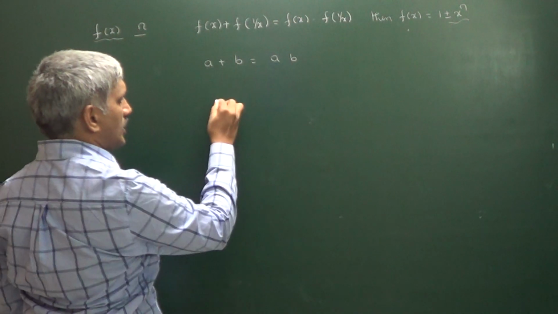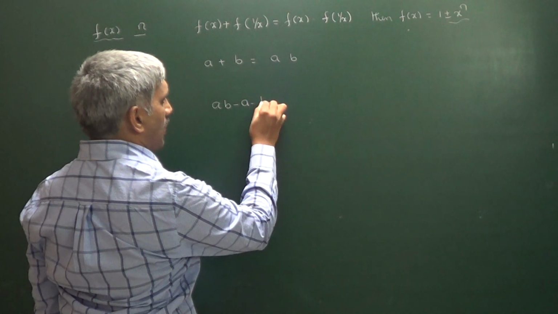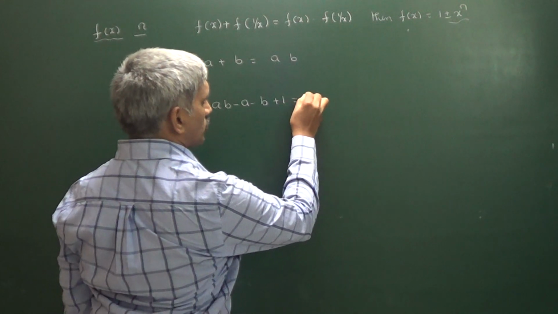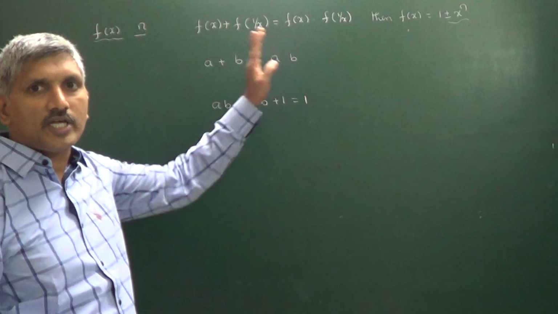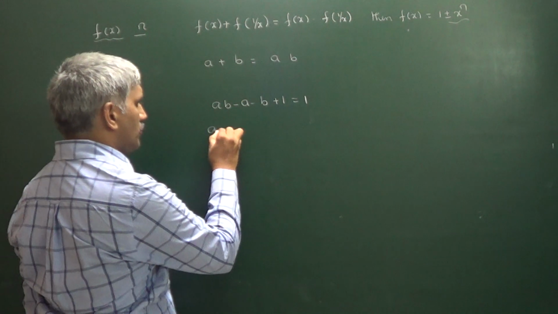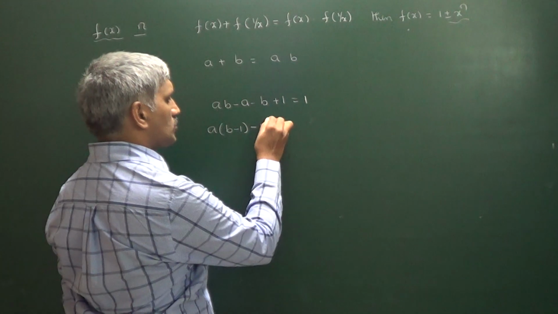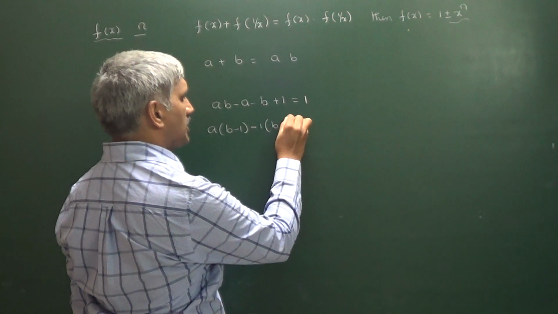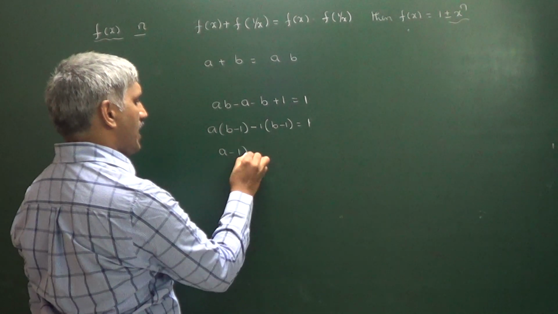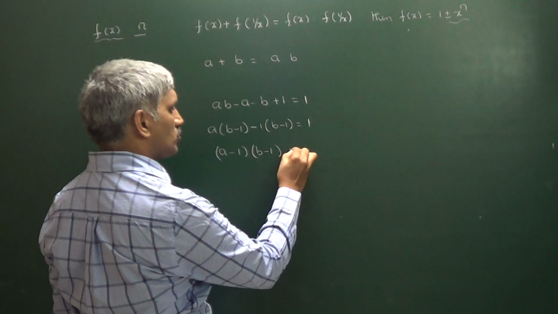Now shift to that side. We can write ab − a − b, right? So plus 1 is equal to 1. Shifted to that side, both sides 1 added. Now here if you take a common, we will get b − 1. Minus 1 common, we will get (b − 1) is equal to 1. So we are getting (a − 1)(b − 1) = 1.